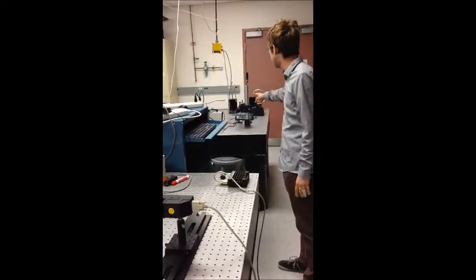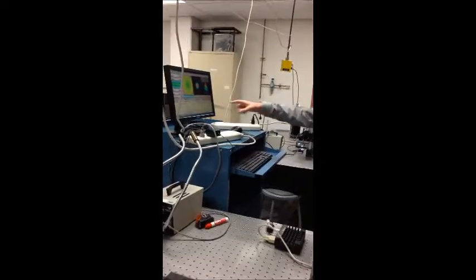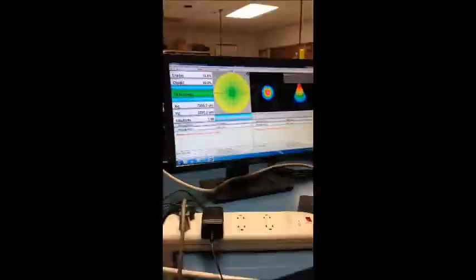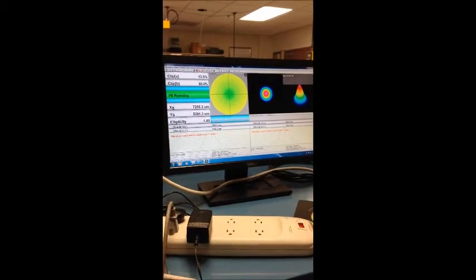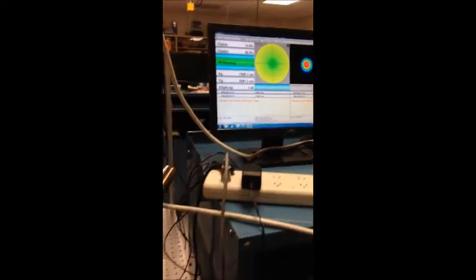For the beam profiler, we had the beam go in here and go through this analyzer right here. And now over here it goes through and see. And we found the beam waist at these various distances using this value right here. We took the slope of that by measuring it at various distances to get a graph.